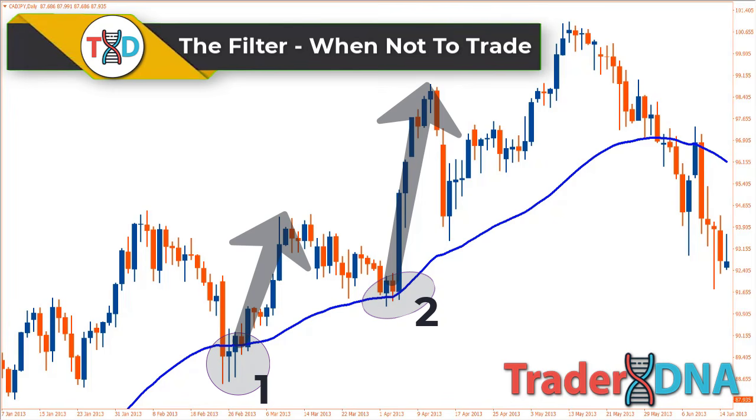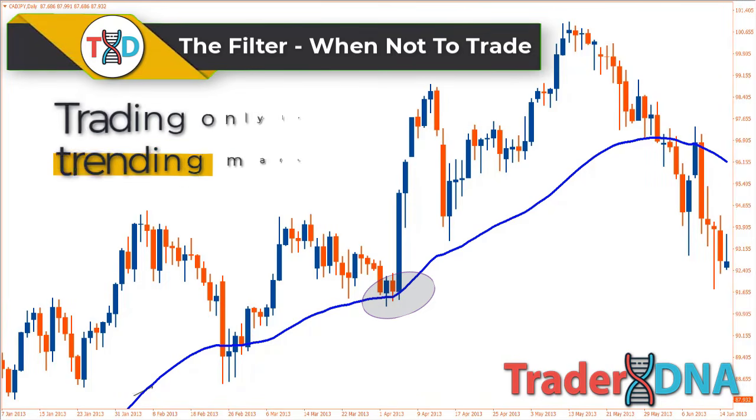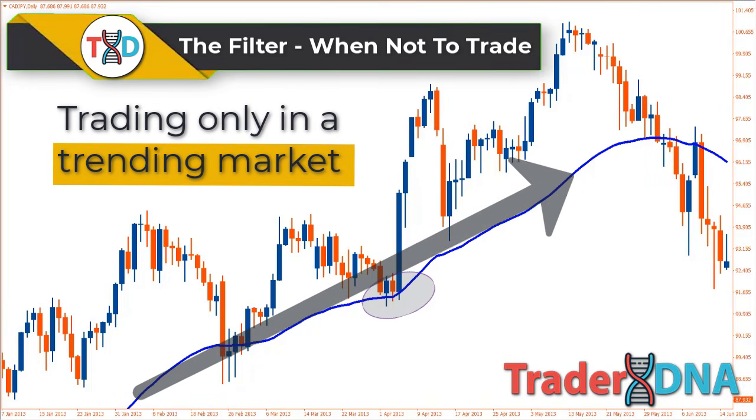The filter. When not to trade. We have already talked about an important filter that can help you quickly eliminate the weaker setups from the stronger ones. Trading only in a trending market where price does not hit the 50 EMA in quick succession.